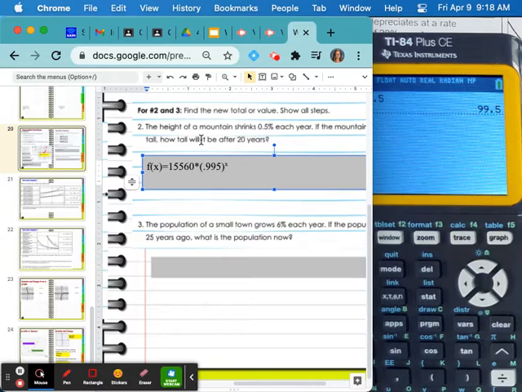That is our function because this is what we start with. The mountain is 15,560 feet tall. And then it's shrinking. So that means it's a decrease. So we subtract this from 100%. Then change it to a decimal. And now we want to know after 20 years how tall it would be. So how do we find out after 20 years how tall it'll be?